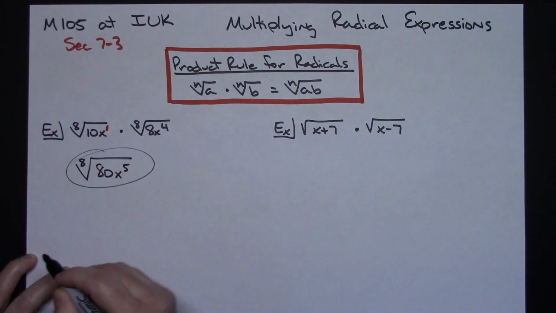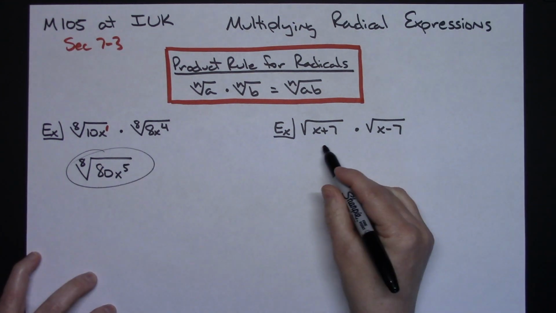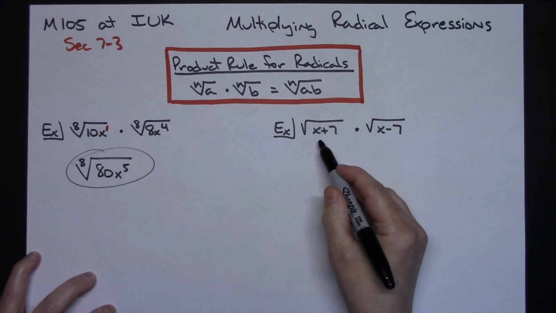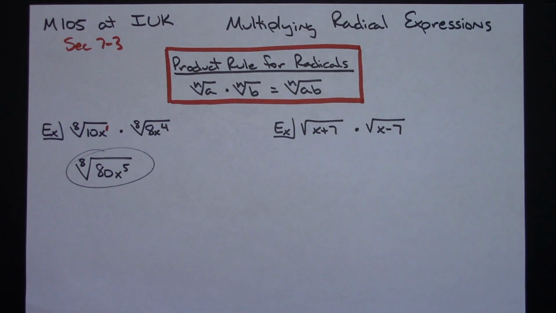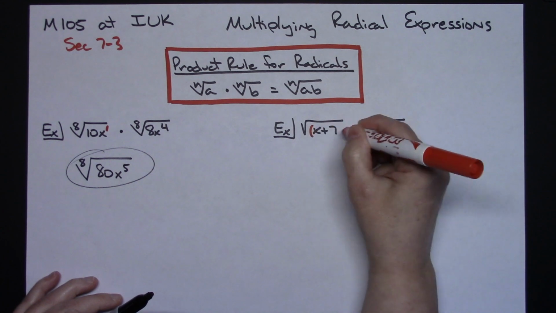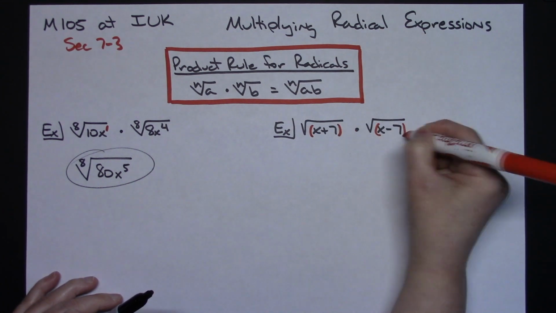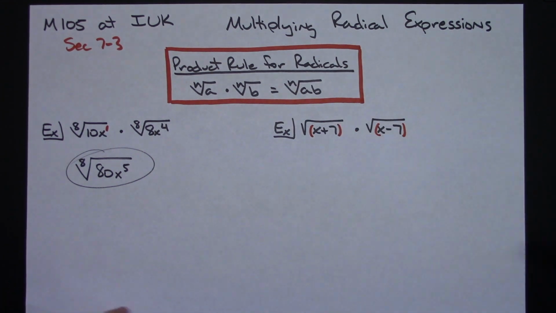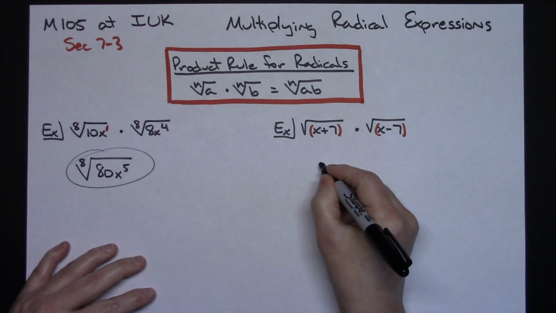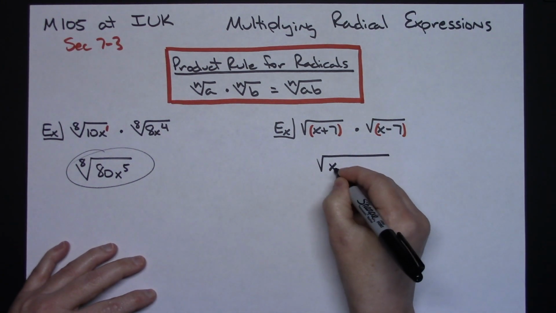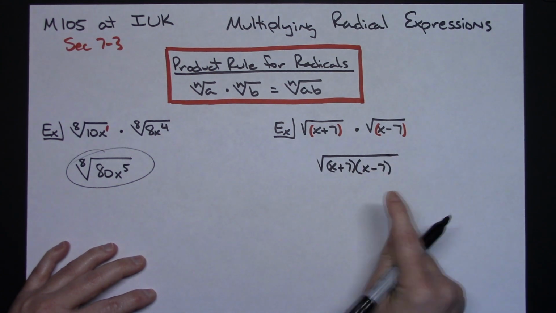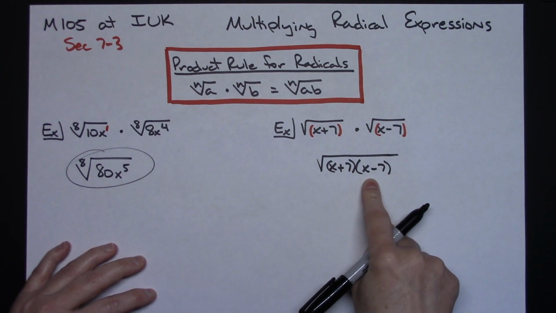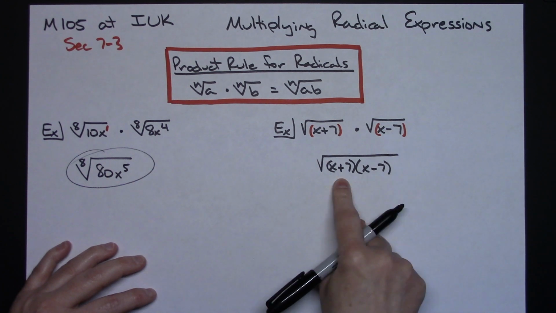We'll come over here to this example. In this scenario, I'm multiplying the square root of x plus 7 times the square root of x minus 7. Now, you do need to keep in mind these are considered binomials underneath there. So when I multiply those, I'm going to have the square root of x plus 7 times x minus 7.